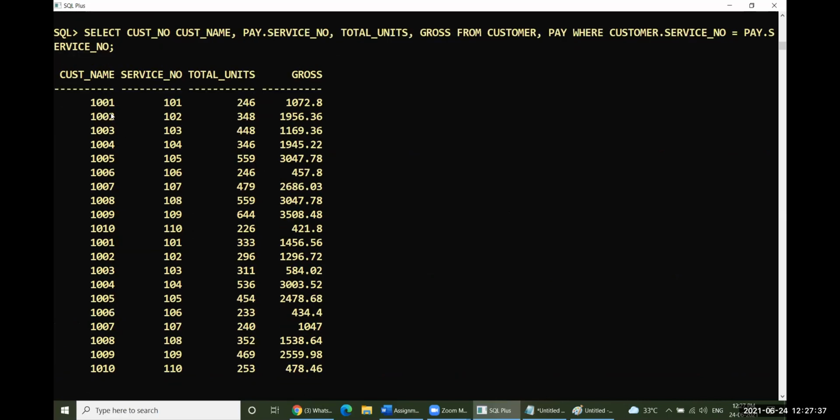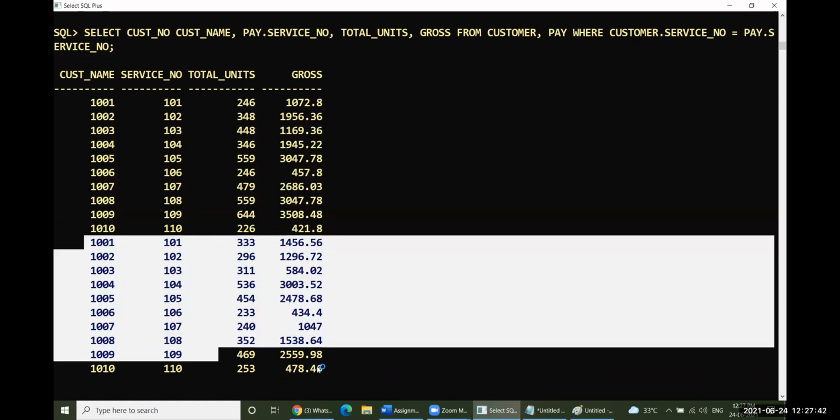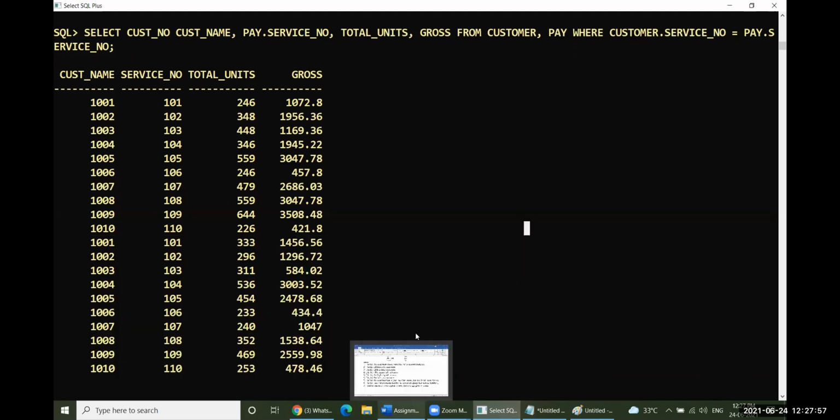So this is first month information and right away from here to here is second month information. Okay, that is first month information and this is second month information. Okay, so this is the way you could display the complete data regarding this particular query.